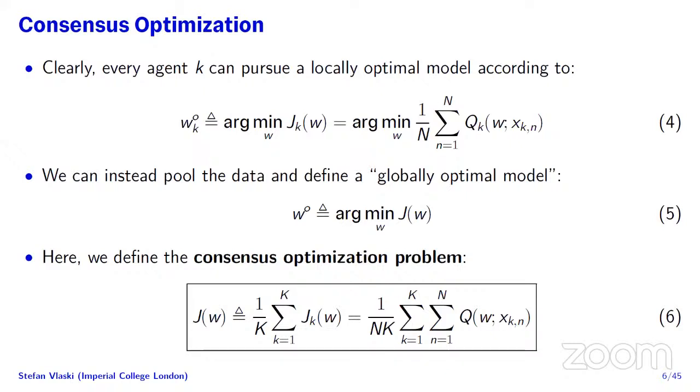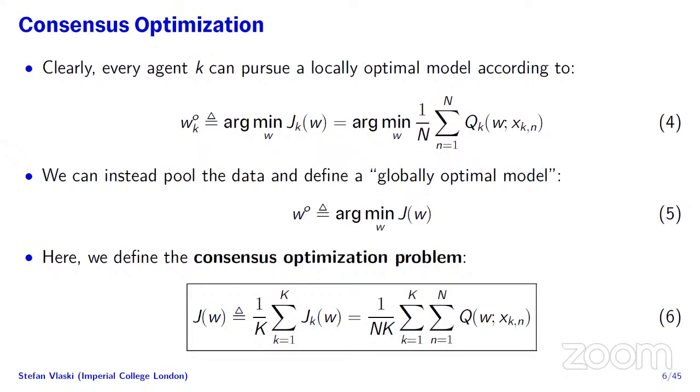We can define optimality locally by defining some locally optimal model w_k naught as the minimizer of the local risk function, J sub k, which is essentially fitting the model to the locally available data. Or you can pool the data. We're not going to do this in reality, but just for defining our optimization problem, we can pool the data to define a globally optimal model. This will be w naught, the minimizer of a new function, J, where J is the average of the local objectives.